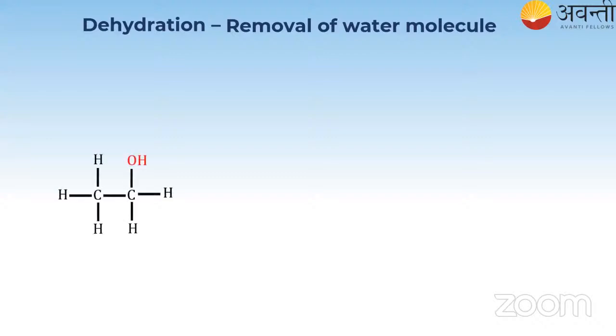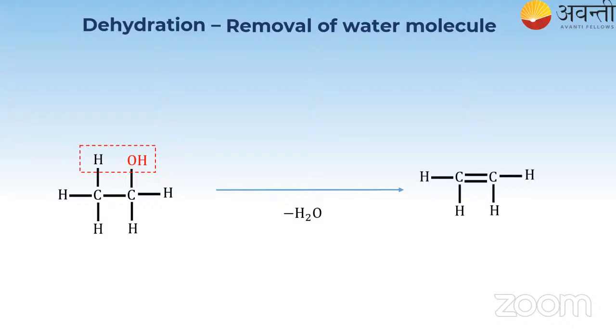Got it? So I have taken an alcohol and the name of the alcohol is ethanol. And H2O is going to get removed, and it is going to give me the product. The product is an alkene. The water will not come out from the alcohol by itself, right? We have to use some dehydrating agents to remove the H2O. So the dehydrating agents are concentrated sulfuric acid, concentrated phosphoric acid, anhydrous zinc chloride, and aluminium oxide.